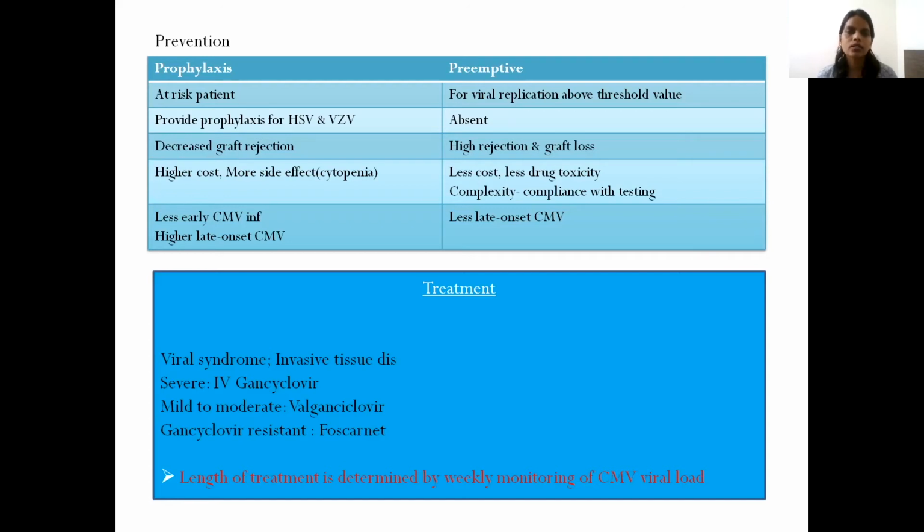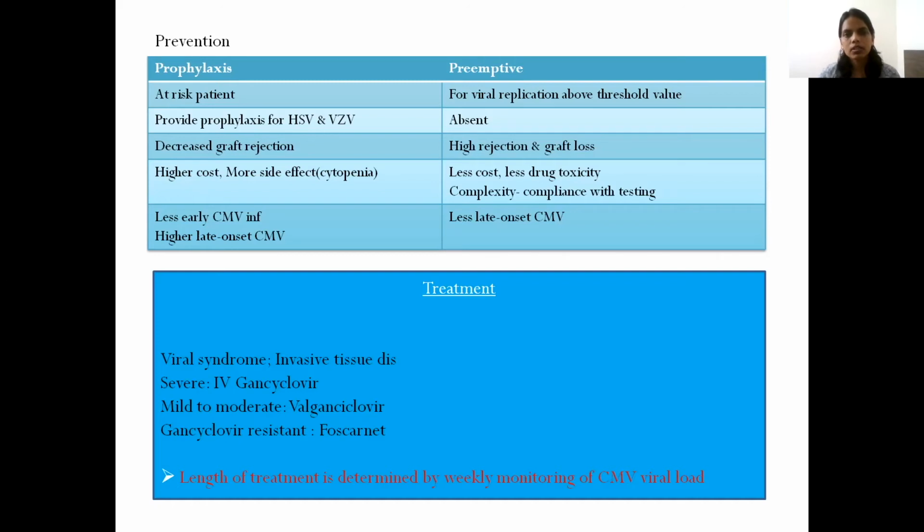The other advantage of prophylactic therapy is that it is associated with decreased graft rejection, and early CMV infection is also less. But it is associated with higher cost, more drug toxicity, and a higher risk of late-onset CMV infection when we are using prophylactic therapy.